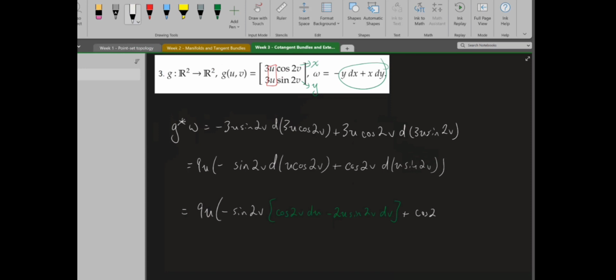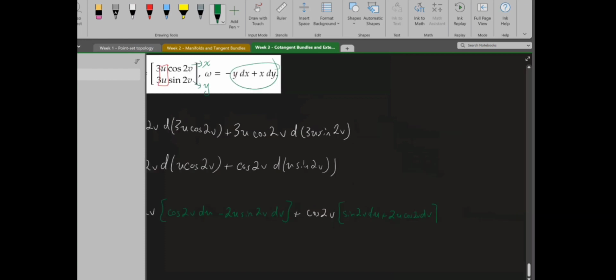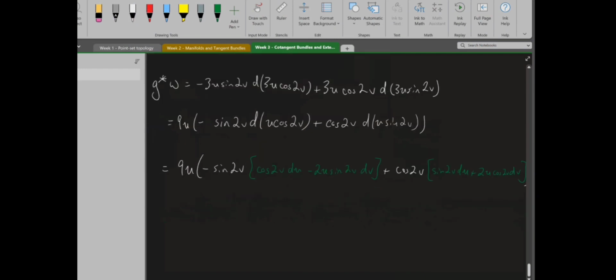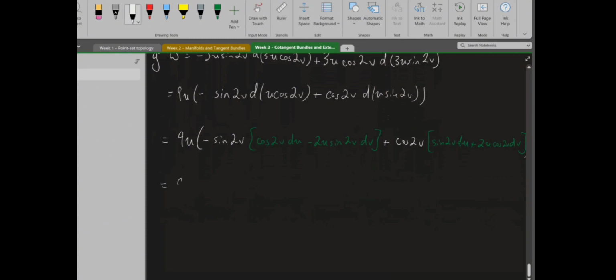Plus, and then you get cosine 2v, and then you have the result of that exterior derivative, which should give you sine 2v du plus 2u cosine 2v dv. No. This is going to be 9u. Should we combine things? Probably should. So 9u. I'm going to do the du part now. We'll think this cosine 2v, this cosine 2v are both positive. Then you have a negative sine 2v and a positive sine 2v. So those are going to die. Okay, so those get killed with each other mutually.